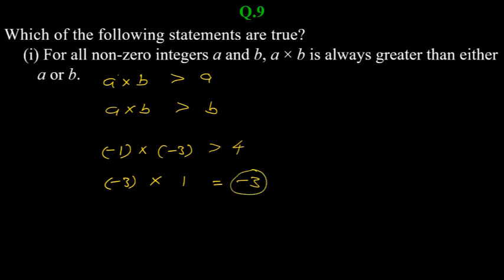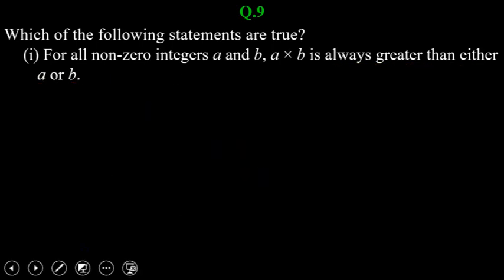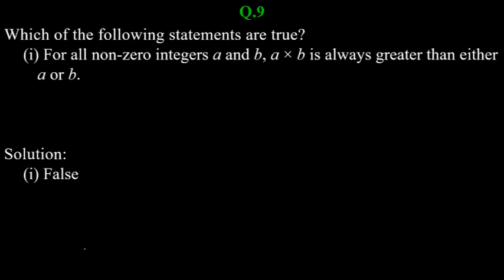So this product should be, according to this statement, always greater than either A or B, but it is not greater than any. A is this, B is this. Yes, Ashrit, in case of natural numbers, it would have been correct. In this case, it's false because integers can be negative. Integers can be zero as well.